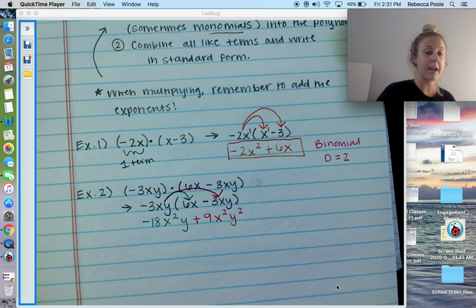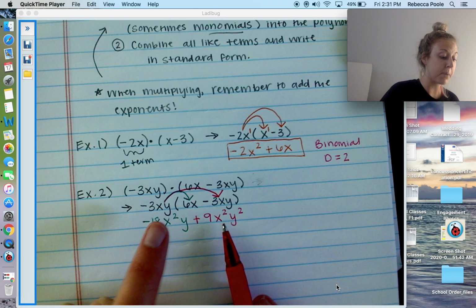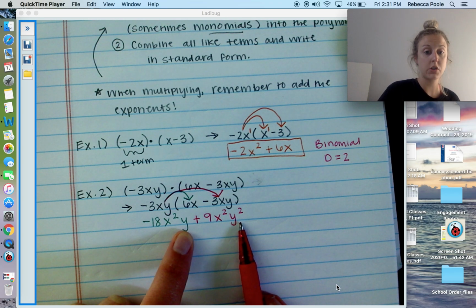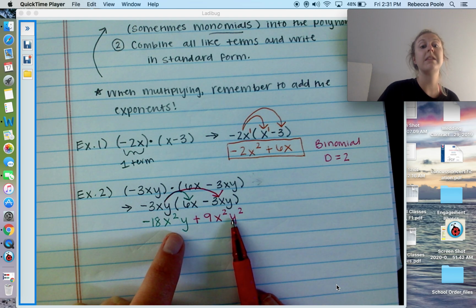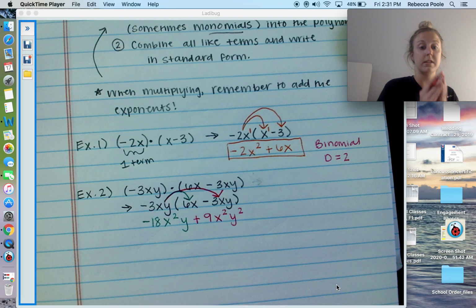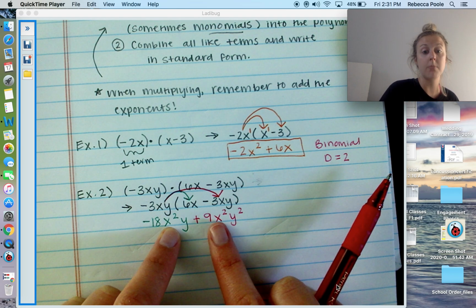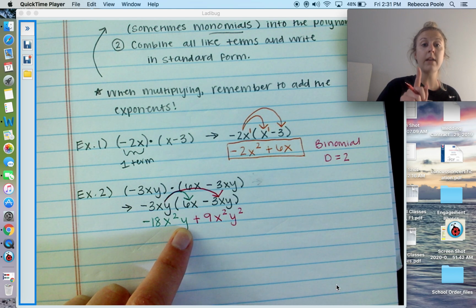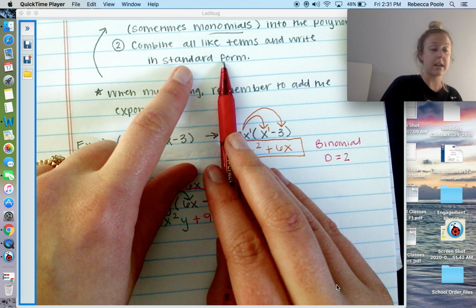So let's see if we have any like terms. Okay, both of these have an x squared, but do the y's match? No. So remember, at the zoo, the animals have to be the exact same to be able to go together in the same pen. These are not like terms because they aren't the exact same. So your only last step is to make sure it's in standard form.